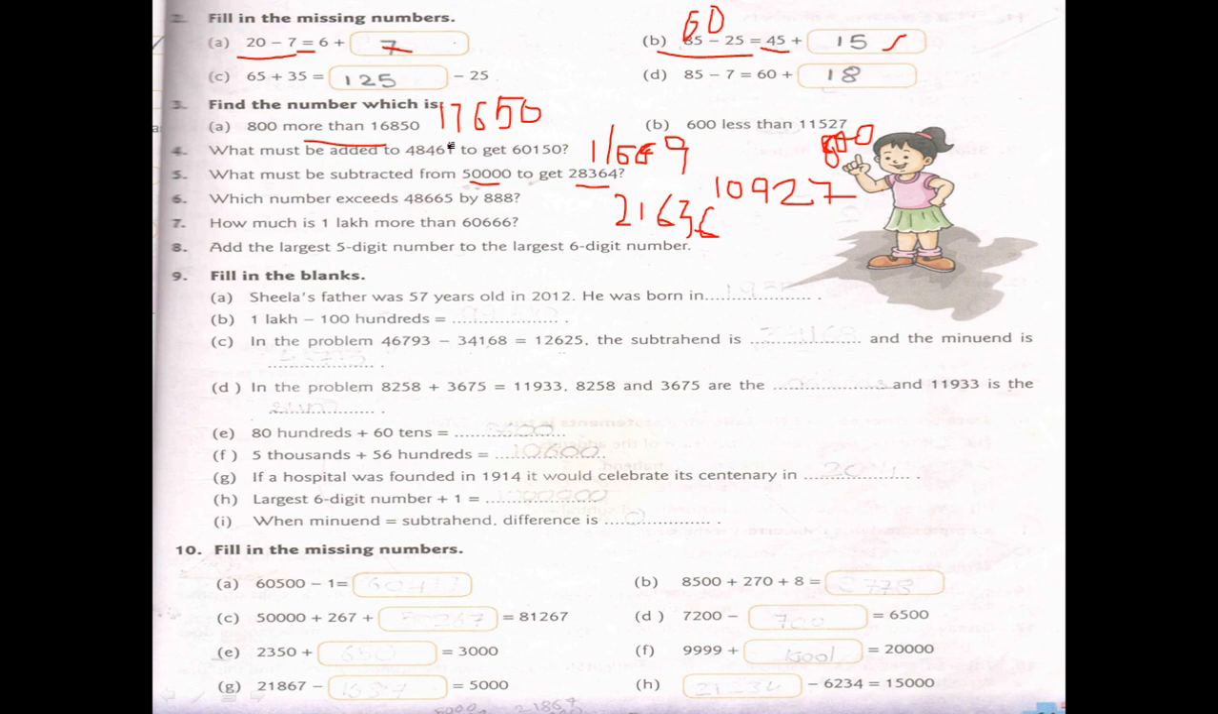Then question number 6. What number exceeds 48,665 by 888? Exceeds means more. So when this was given to you, you have to add the number. Try to solve it by yourself.